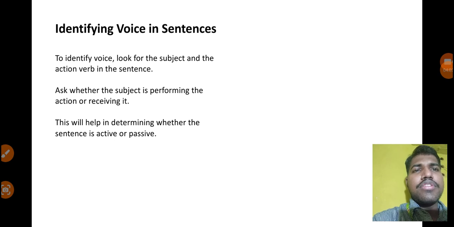Identifying voice in a sentence. To identify voice, look for the subject and the action verb in the sentence. Ask whether the subject is performing the action or receiving it. This will help in determining whether the sentence is active or passive.